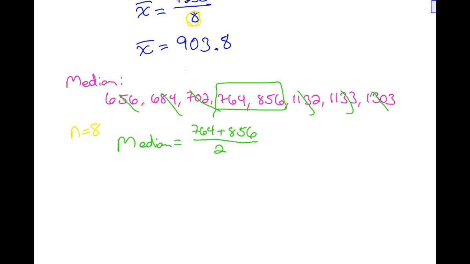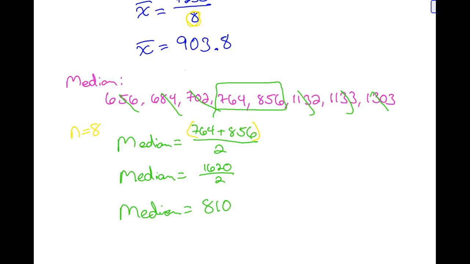Now if you want to put this in your calculator all at once, that's fine. Just make sure you put parentheses around the numerator. And I'm going to continue calculating. So the median is equal to 1,620 divided by 2. So the median number of tornadoes over this 8-year period was 810.